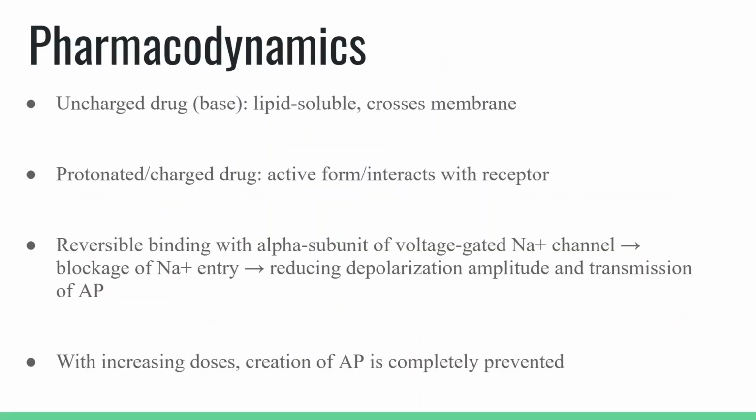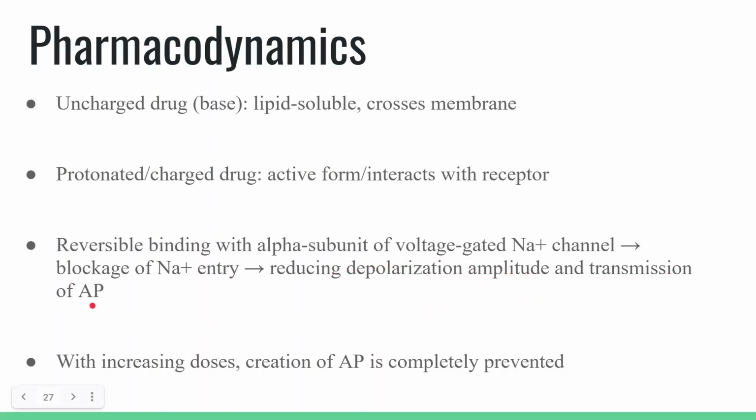So let's talk about some pharmacodynamics. Just like we said, the uncharged drug, which is actually a weak base, as we will see later in more detail, is lipid soluble, so it will cross the membrane. But the protonated or the charged drug or the cationic drug is the active form of the drug, and this one will actually interact with the receptor. So as we saw, reversible binding with the alpha subunit of the voltage gated sodium channel. The cationic form is going to reversibly bind with the alpha subunit of this sodium channel, which will block any sodium entry into the neuron, which will reduce depolarization amplitude and the transmission of action potentials.